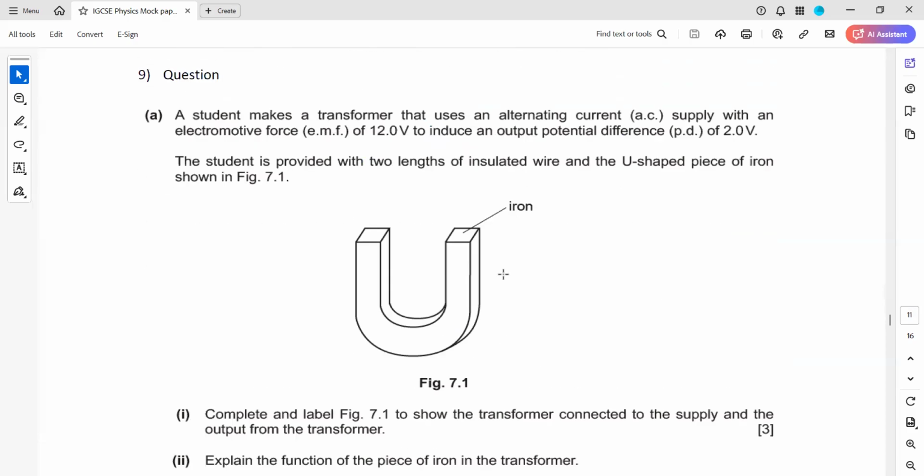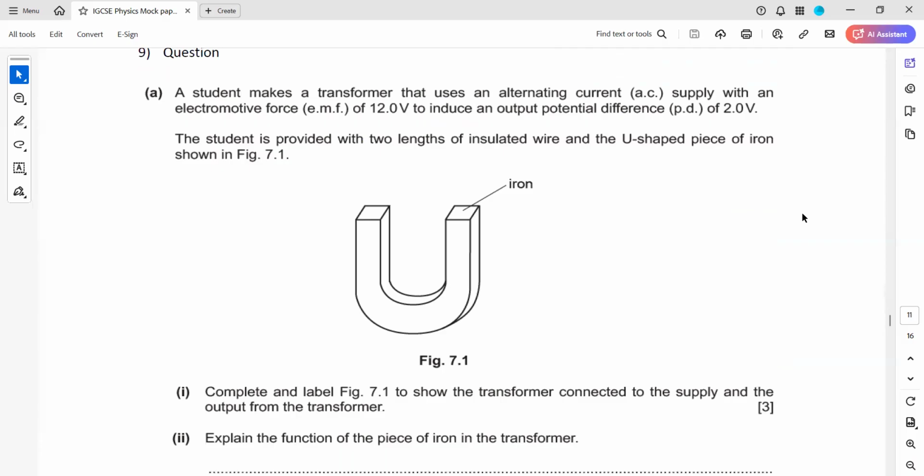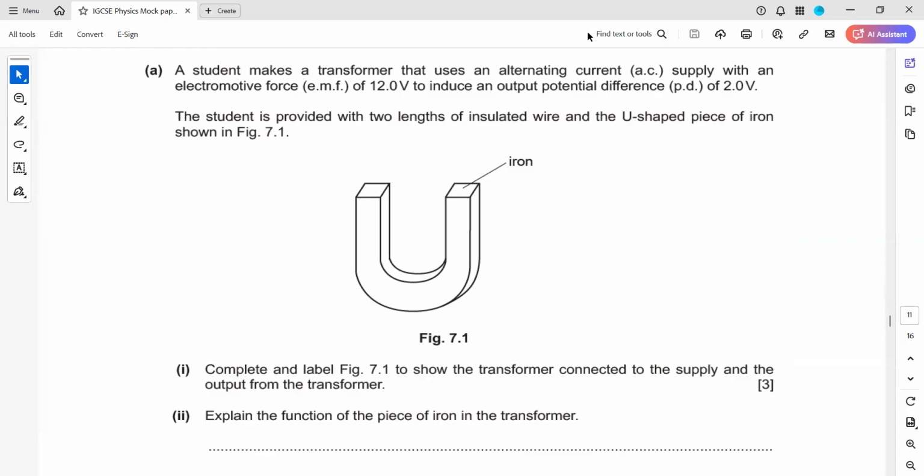A student makes a transformer that uses an alternating current supply with an EMF of 12 to an output of 2. The student is provided with two lengths of insulated wire and a U-shaped piece of iron to complete the transformer. This is a step down transformer because 12 volts is converted into 2. So the input will have more turns because it's a step down, and the output will have fewer turns. And show that they're connected to a supply. So this part is connected to a supply.